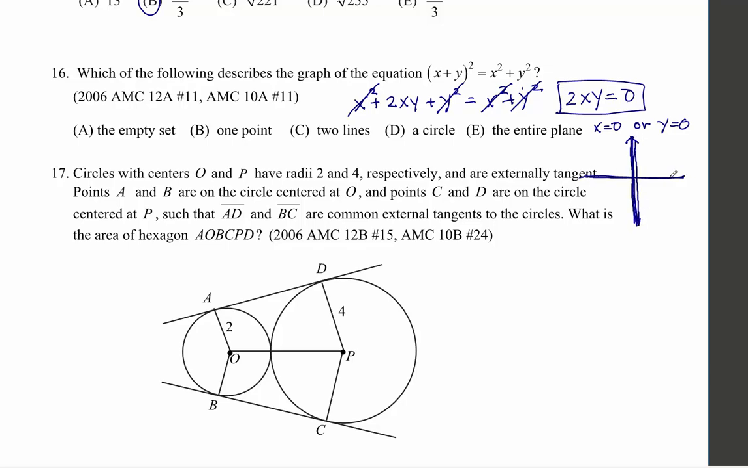Where is y equals 0? This is y equals 0. Actually, it's two intersecting lines. Okay, two lines, choice C. Okay, this is not hard.